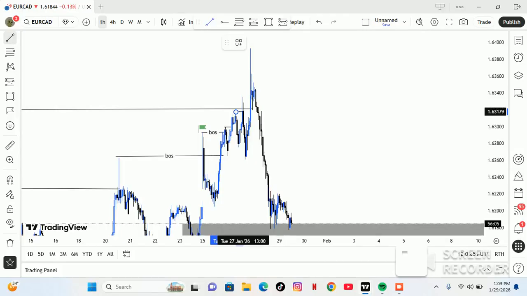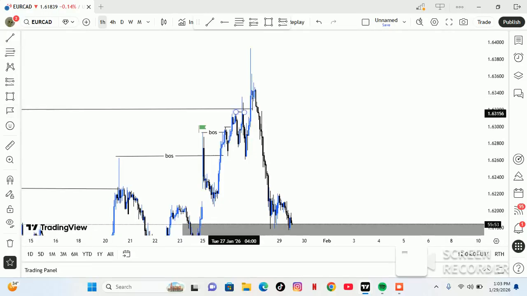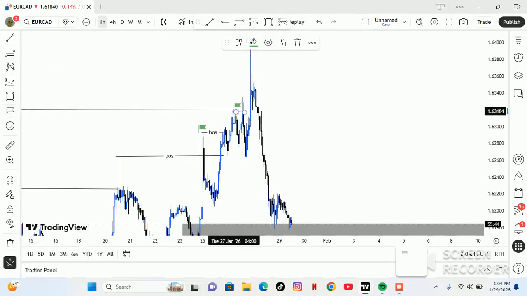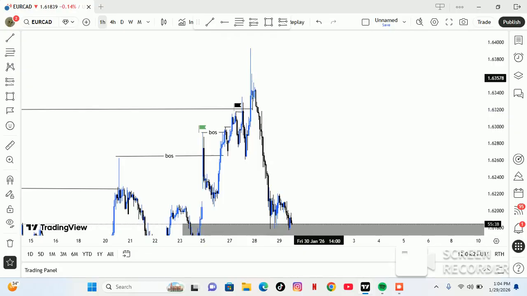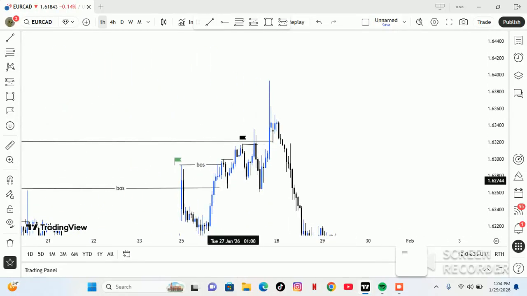No, this is where it starts getting tricky. This is not a break of structure. This zone here, let me use the black flag on this high, because this is a tricky zone. This place here is a tricky zone. Let me show you something. Let me zoom in. This is what happened.